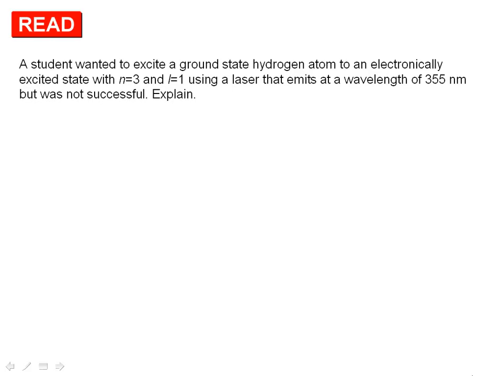Start by reading the question. A student wanted to excite a ground state, that's n equals 1, hydrogen atom to an electronically excited state with n equals 3 and L equals 1. So the transition we're looking at is an electron absorbing energy and moving from the n equals 1 state to the n equals 3 state.